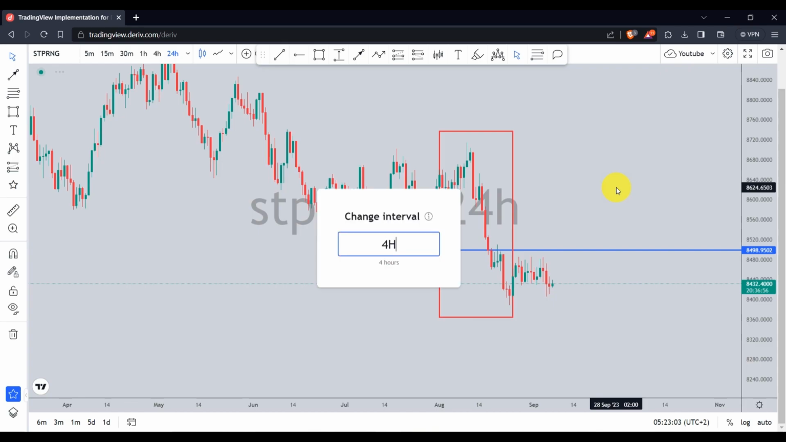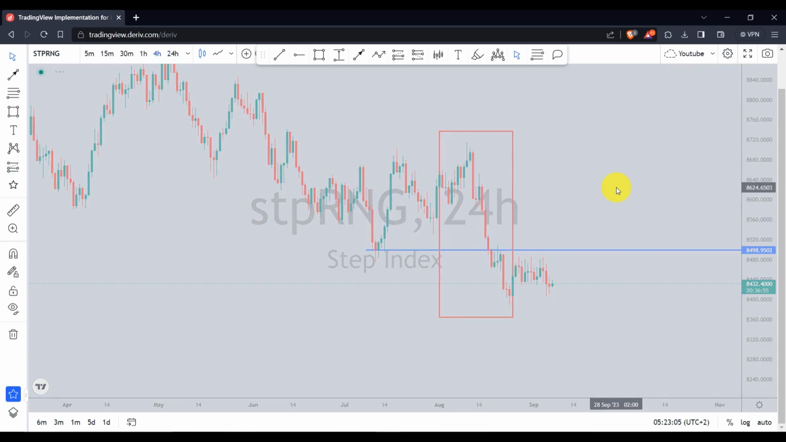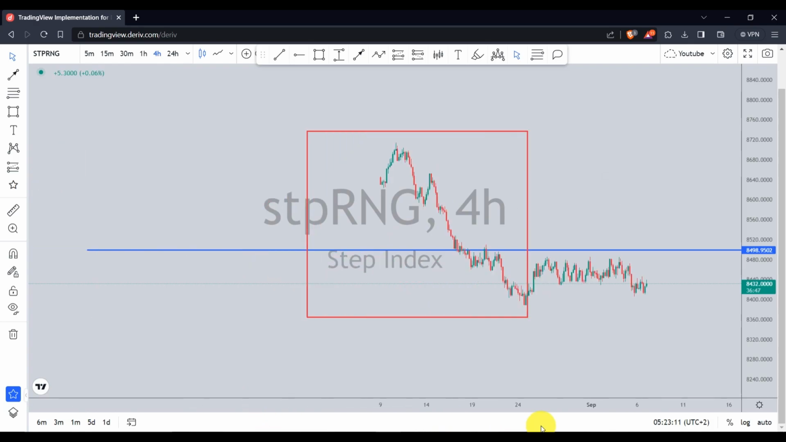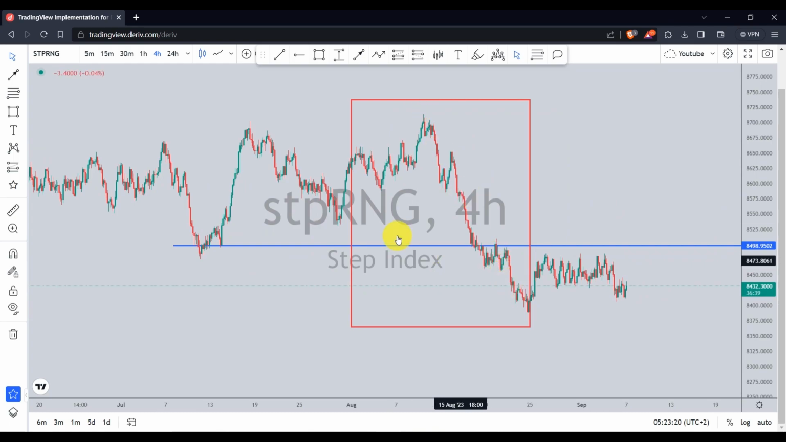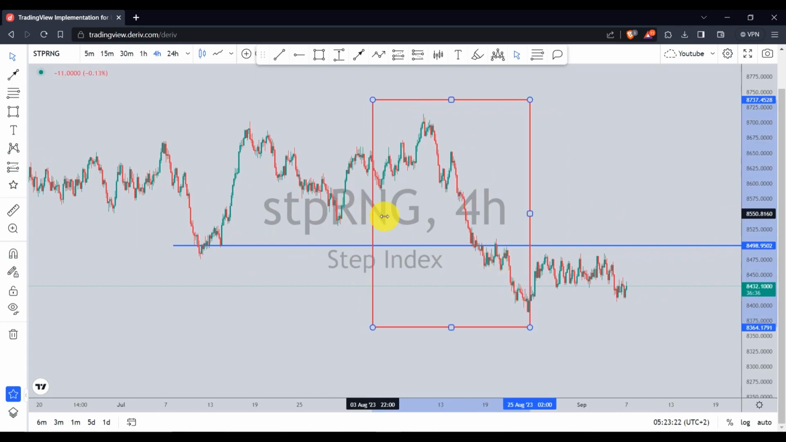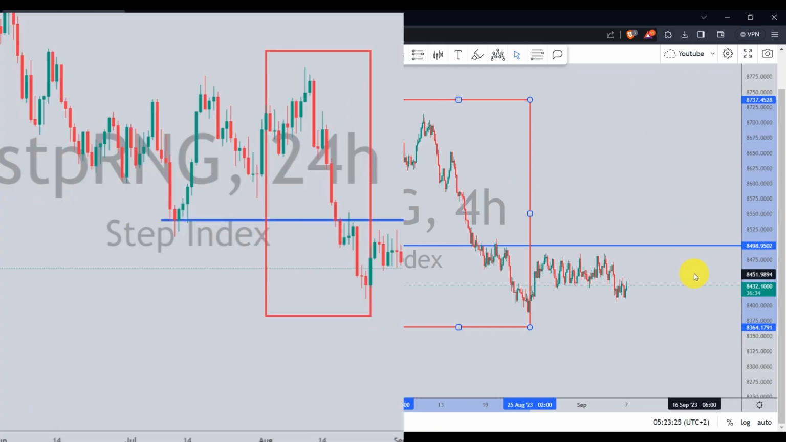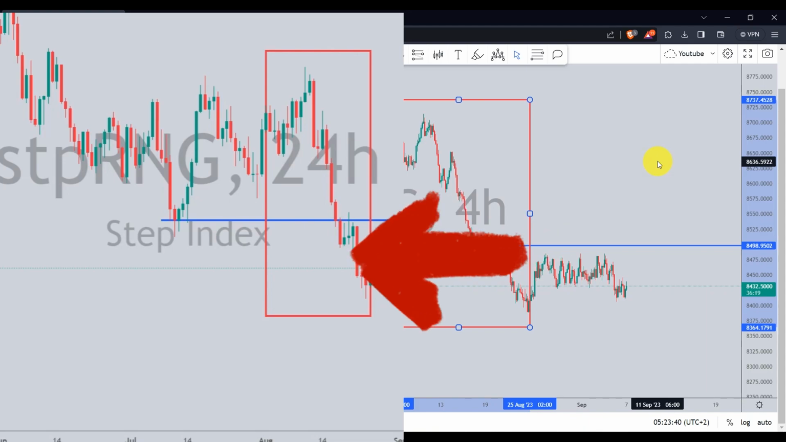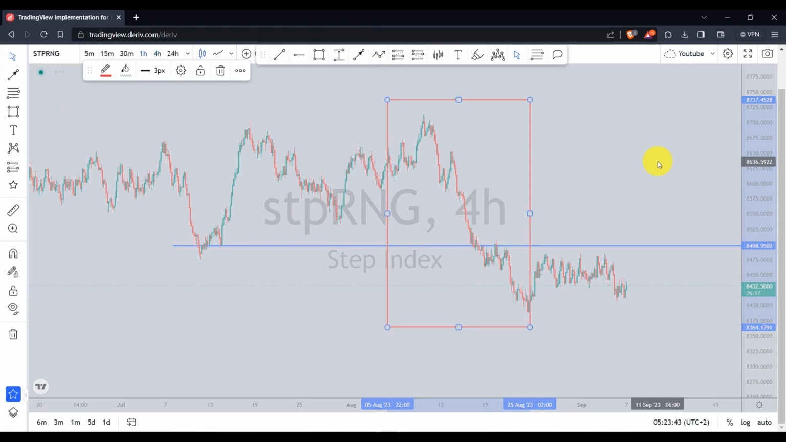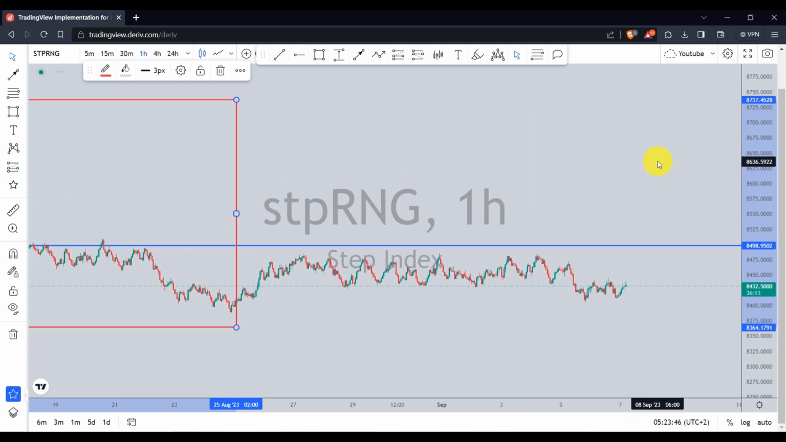So I will start first with the 4-hour time frame. This is that impulsive phase that we saw moving as a clear straight line on the 24-hour time frame. You can see now on the 4-hour time frame that it was making a series of lower highs and lower lows, and not just a clear straight line as it was seen on the daily time frame. So let me proceed to the 1-hour time frame to see how this impulsive move was moving.